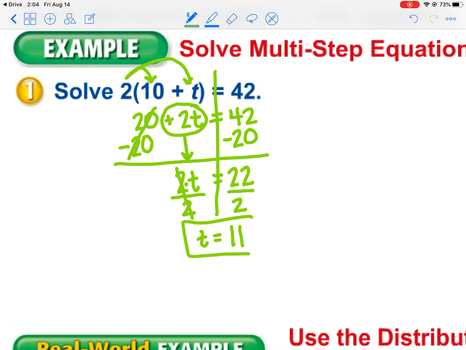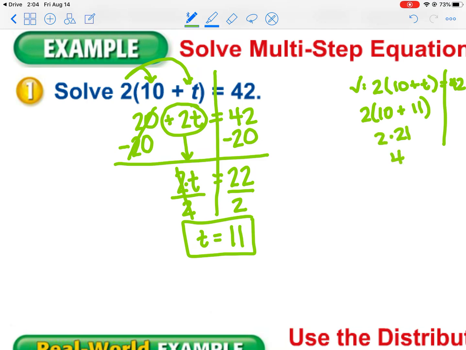I'm still going to check this answer to make sure that it is correct. So over here, where my check is, I'm going to plug it in. My original equation was 2 times 10 plus t equals 42. So what I need to do is plug this in. That'll be 2 times 10 plus 11. And then I want to make sure that this is equal. So 10 plus 11 is 21. 21 times 2 is 42. On the other side, we only had that number, so now I know that I am correct. The correct answer is 11.